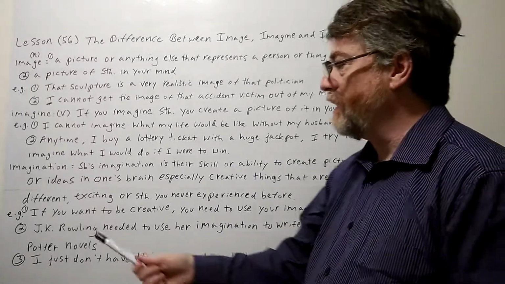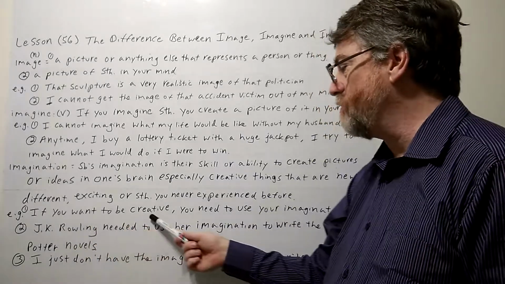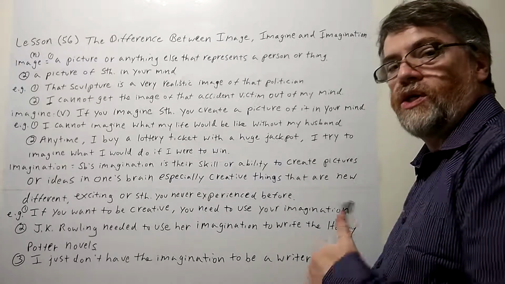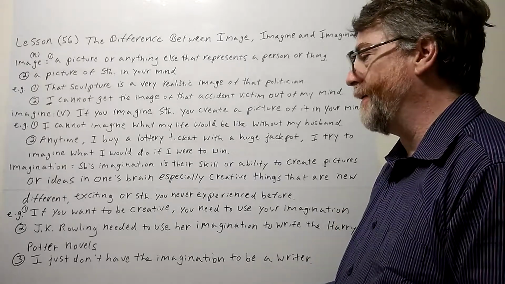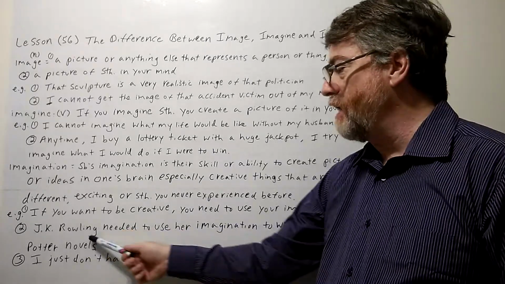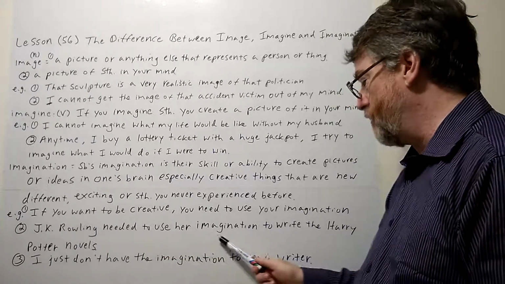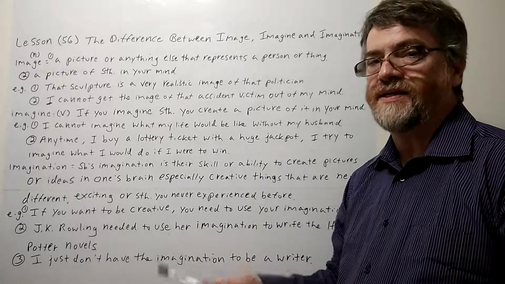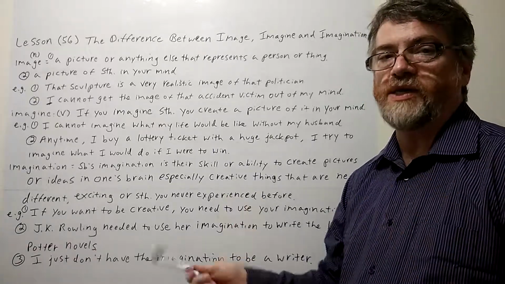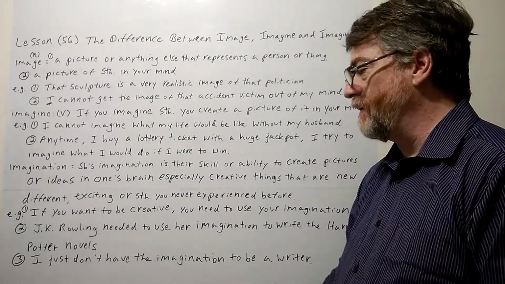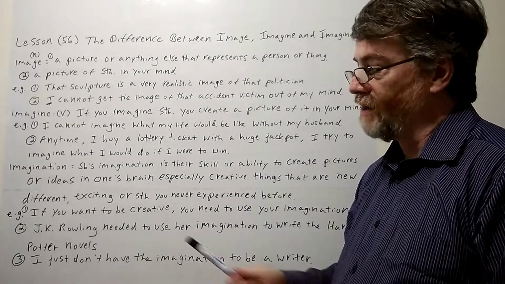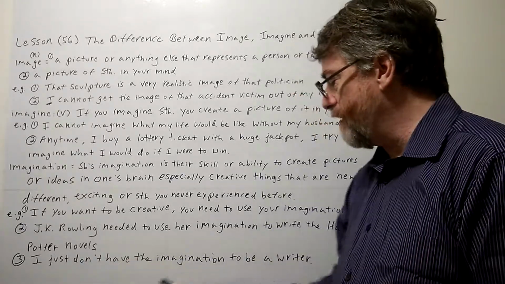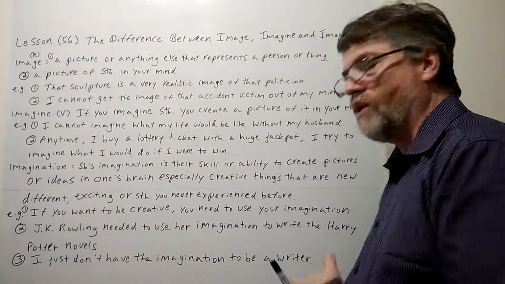Okay, so let's look at the first example. If you want to be creative, you need to use your imagination, of course. Number two, J.K. Rowling needed to use her imagination to write the Harry Potter novels. She writes a lot of fantasy. You definitely need a lot of imagination to write about fantasy images or novels. And the third one, I just don't have the imagination to be a good writer.